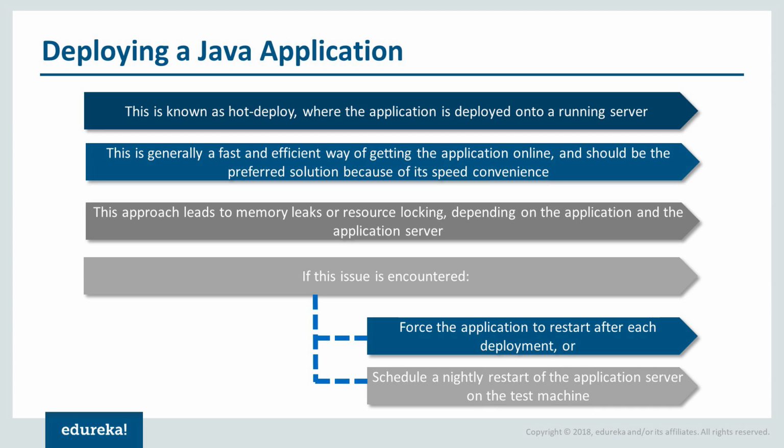And if you are facing any of those situations, the simplest or the quickest way would be to force the application to restart after each deployment, or schedule a nightly restart of the application server on the test machine. Basically, restarting helps here if there's any kind of resource lock you are facing on any of the folders or files.